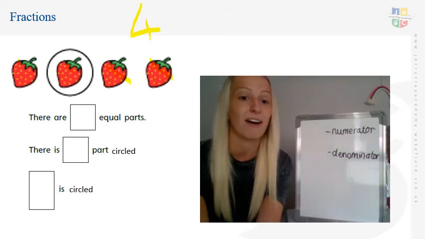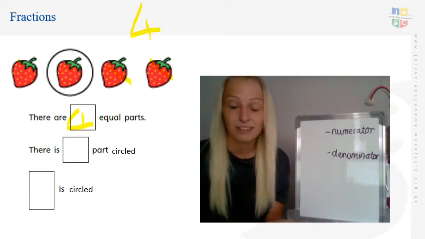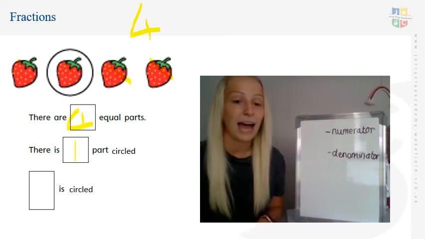Fabulous. So there are 4 equal parts because there are 4 strawberries. There is something part circled. How many parts have been circled? Fantastic. There is 1 part circled.